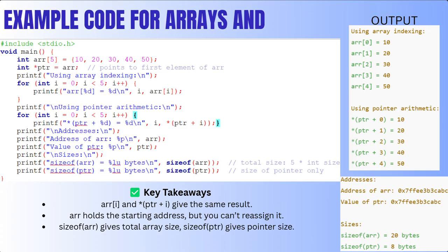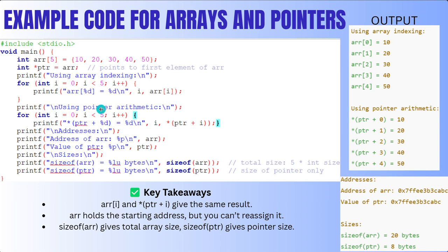Moving on, we have an example for arrays and pointers. This is the example. In the main function we have declared an array of size 5, and we have declared a pointer ptr which points to the first element of ARR, which is 10. Using array indexing, we are taking a loop from 0 to less than 5, which will run from 0 to 4, the fourth index, which is 50. printf %d, this i comma ARR[i].